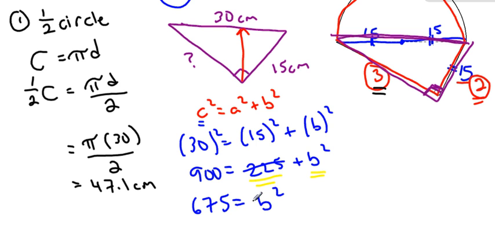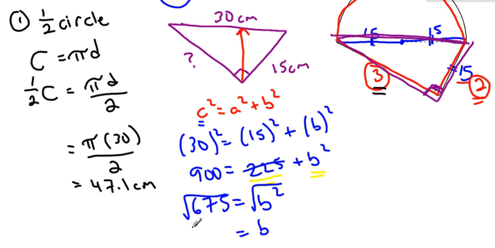So now I know what b squared is, and I want to find b. To isolate b, I need to remove the squaring, or exponent 2, and the inverse to get rid of it is to take the square root of both sides. So here, when I take the square root, I end up with b. And on the other side, when I square root 675, I get 25.98.